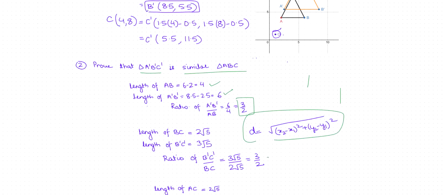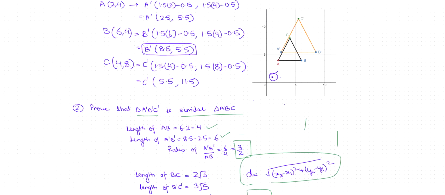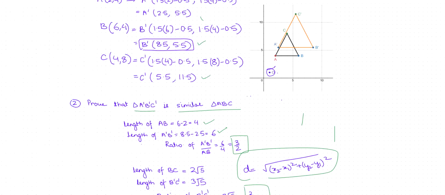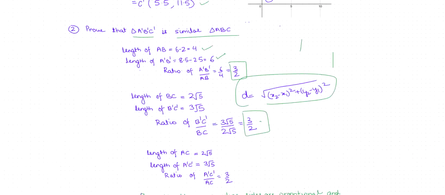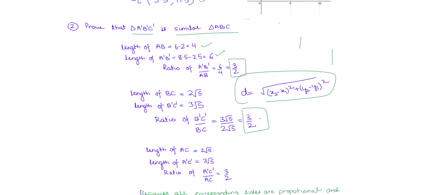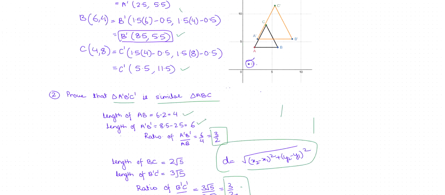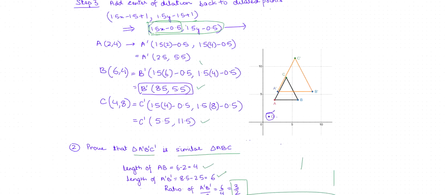Okay. Now to find the length of AC and A dash C dash, we use the coordinates we got here, and the formula. So the length of AC is 2 root 5 and A dash C dash is 3 root 5. So the ratio is 3 by 2. I have not written down the coordinates here separately, but these are the same ones we got here. These were the coordinates of A, B, and C, and these were the coordinates of A dash, B dash, and C dash.